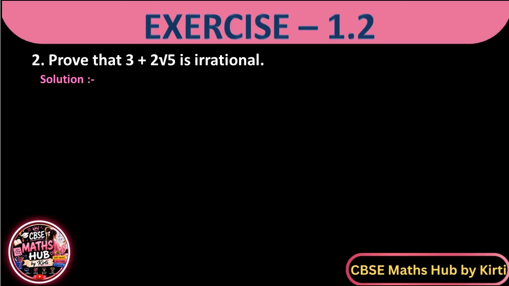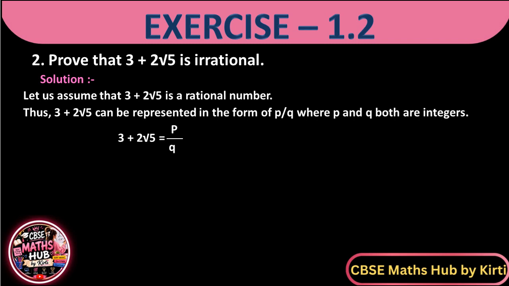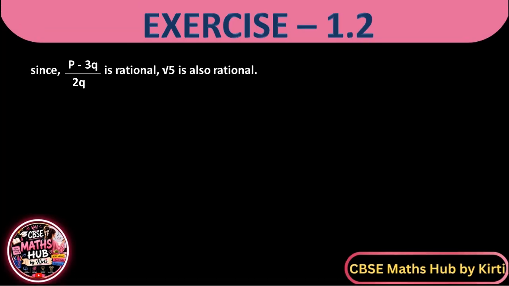The question says, prove that 3 plus 2 root 5 is irrational. Again, let us assume that 3 plus 2 root 5 is a rational number. So, it can be written in the form of p upon q. Now, shifting 3 to the right-hand side and dividing by 2, we get root 5 is equal to p minus 3q upon 2q. Let's see what conclusion we get in the next slide.